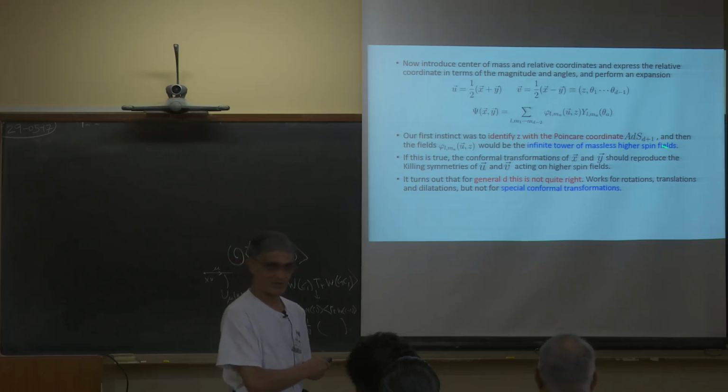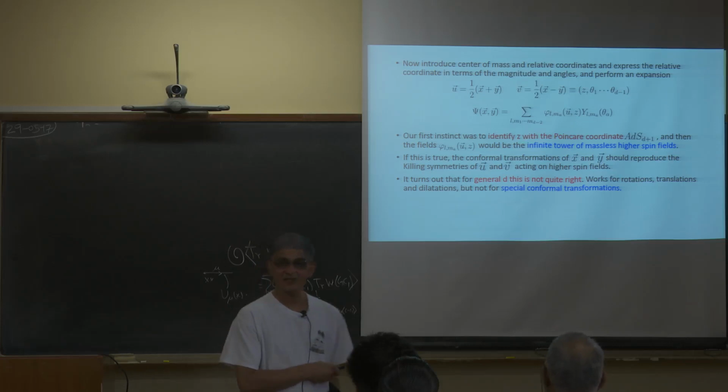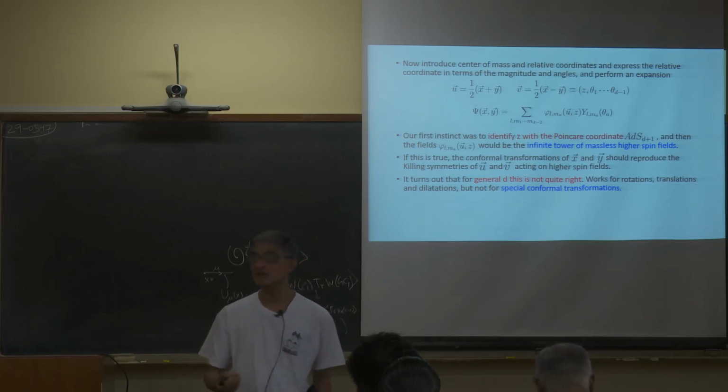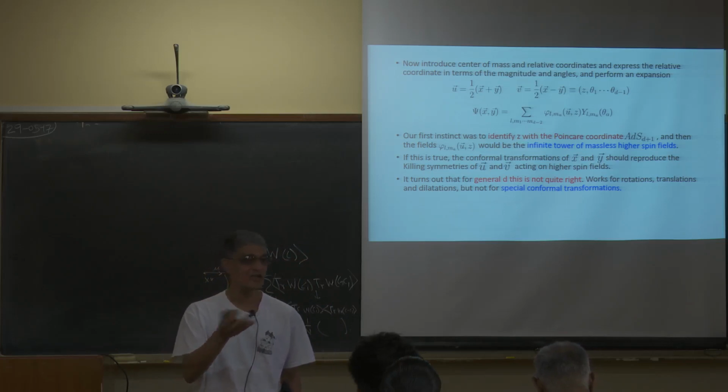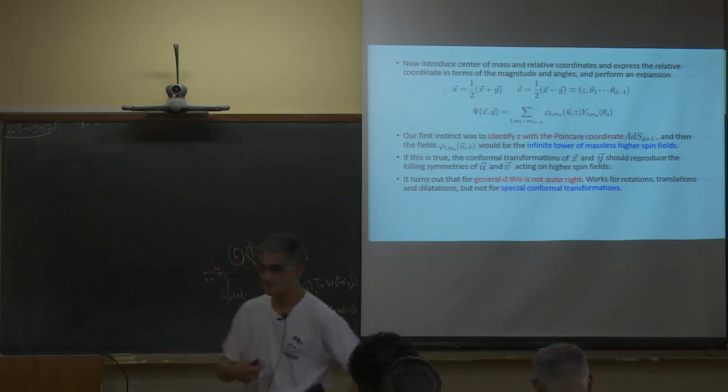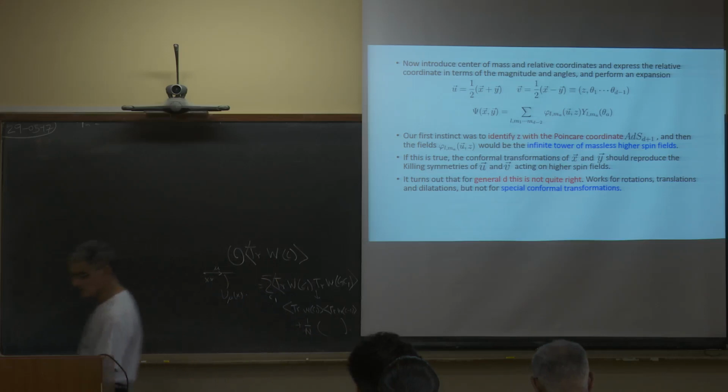Okay, that is what sounds like Klebanov and Polyakov. So, conformal transformations of x and y will induce some transformations of these fields, and those transformations should agree with what the conformal Killing isometries of AdS would lead to on the phi's. Okay. So, let us see what happens.